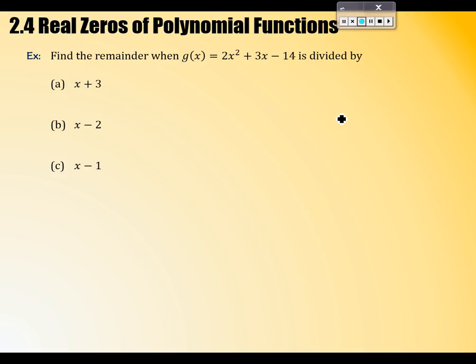So, if I'm dividing this by this, one way you could find the remainder is by actually doing the long division and seeing what the remainder is, right? But the way we've just established of doing this is, if I divide this by x plus 3, what should the remainder be? I don't care about the rest, I just care about the remainder. It should be g of negative 3. We have to be a little careful there. It should be just whatever g of negative 3 is.